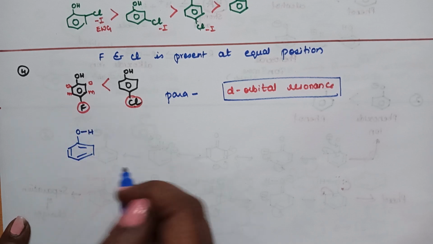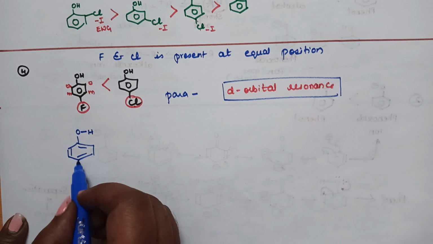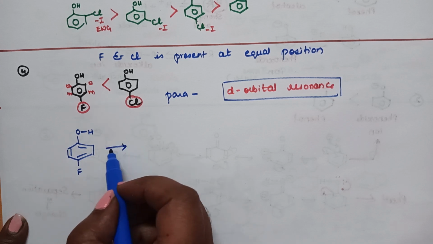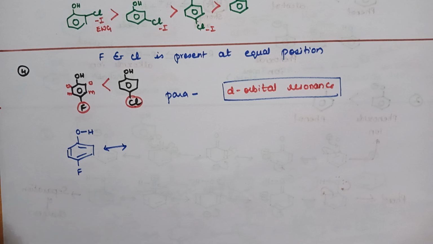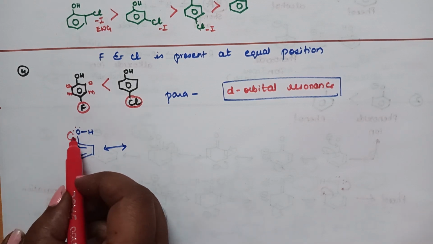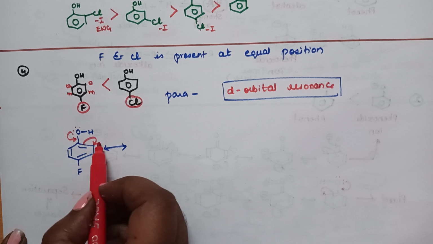OH, and here F is attached. So let us write the resonance structure for this one. Here a lone pair of electrons is present, so this will move here and this is going to shift here.